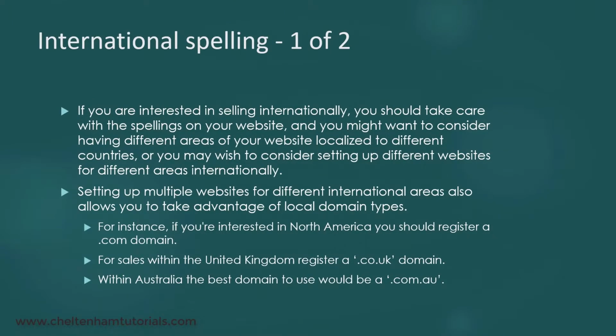So international spellings, that's one thing you have to think about. In the United States, a lot of words will have a slightly different spelling, and also you can of course have different words completely for the same things. One possible solution is to set up multiple websites for different areas. So for instance, you could have one website for, say, North America, one website for Europe, and say another website for Australia, or whatever region you're interested in. And it's just a way of separating things out, customizing things to a local market.